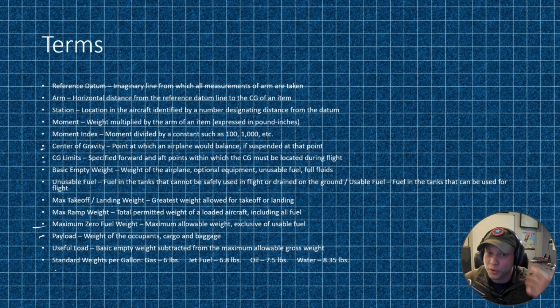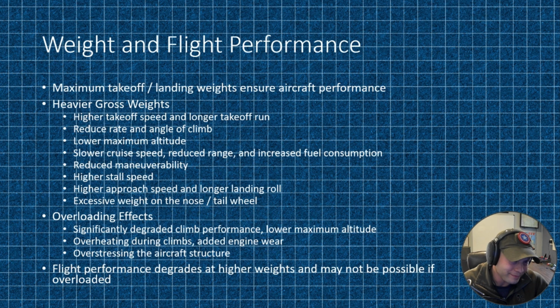All right, now that we're done with those terms, not fun to just define stuff. Let's actually get into some stuff. Let's talk about weight and flight performance. Now, the reason we don't want to take off with an overloaded aircraft is because it will be very difficult to rotate, climb out, and fly with an aircraft that is too heavy. There's a point at which the aircraft is just too heavy to fly. So we don't want to overload the aircraft.